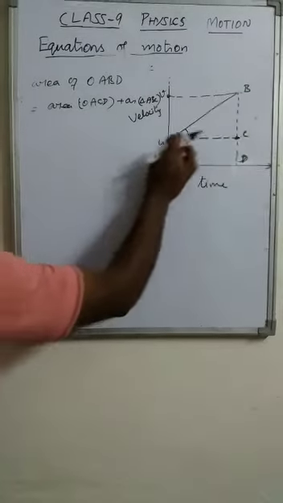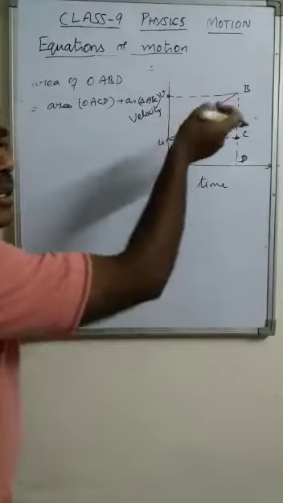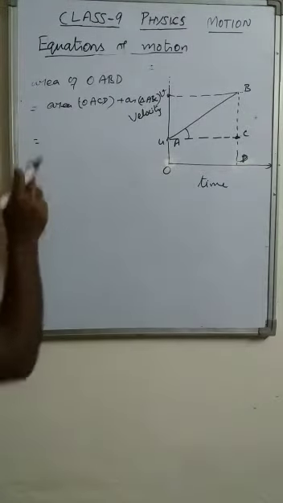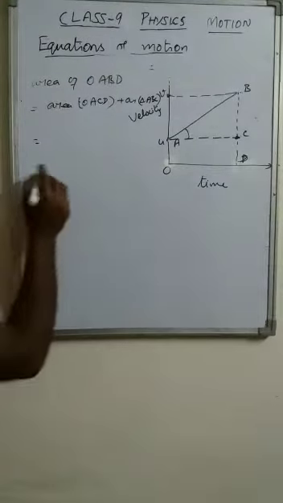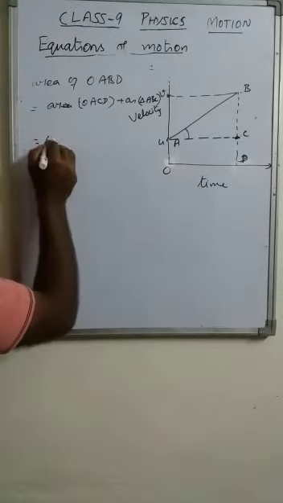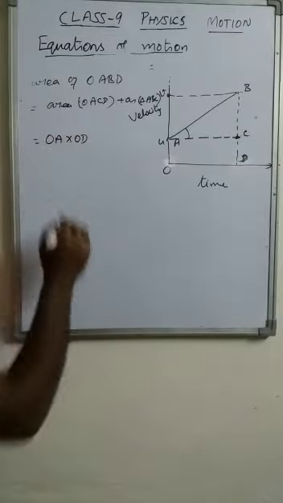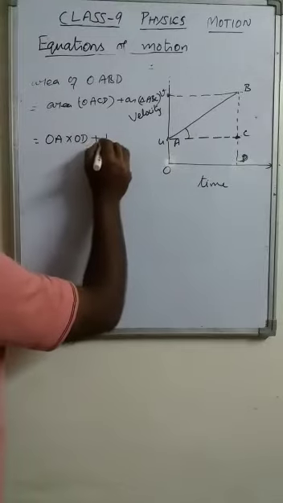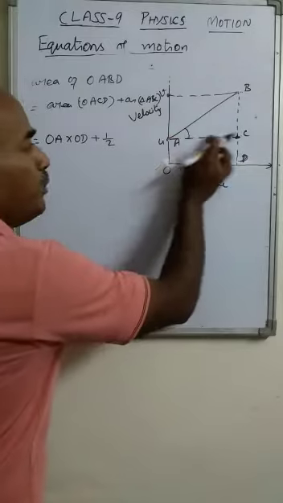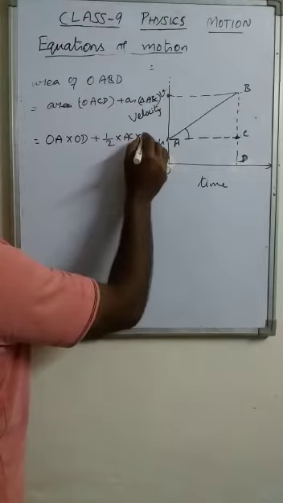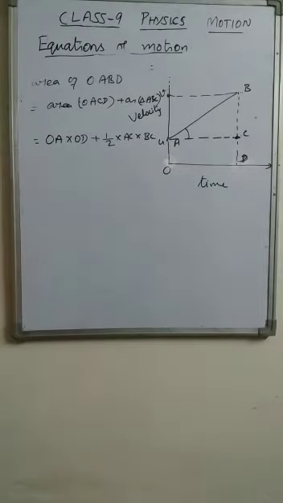If we find the area of this rectangle, breadth into length or length into breadth, we are finding the area of OACD. Then the area is equal to OA into OD. This is the area of the rectangle, plus the area of the triangle, that is half into base into height. Base is AC, height is BC. This is the area of this OABD.